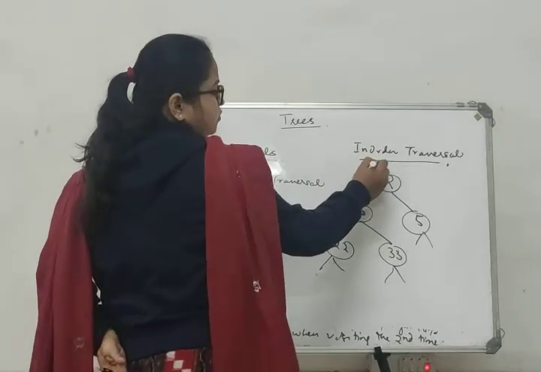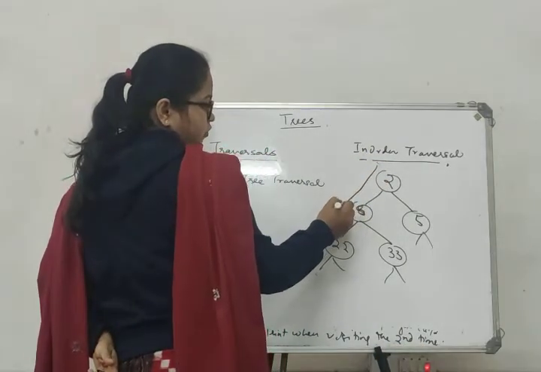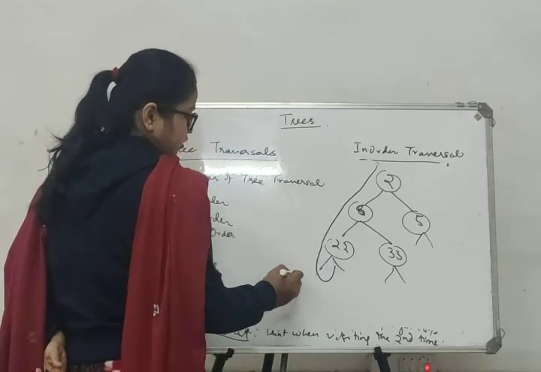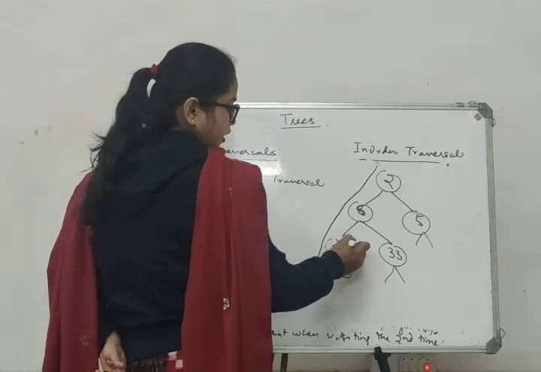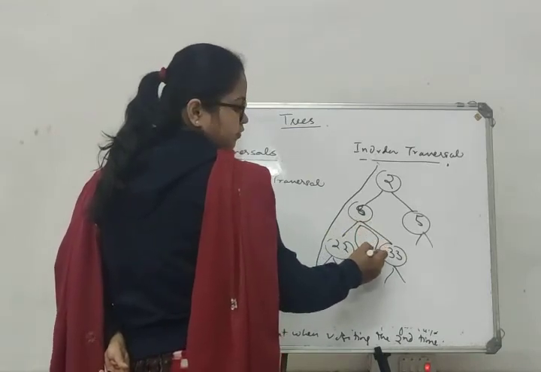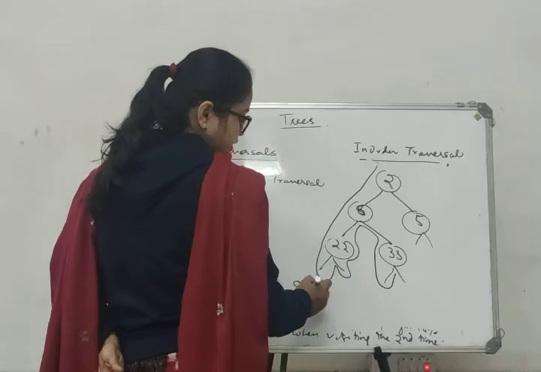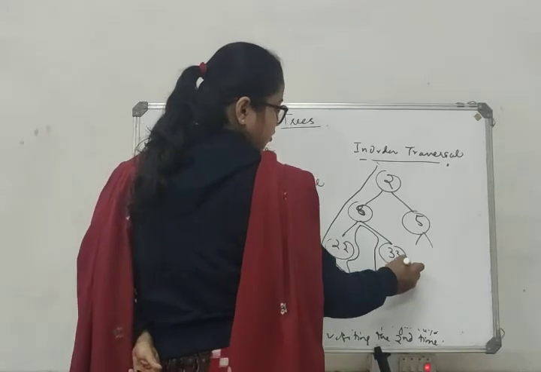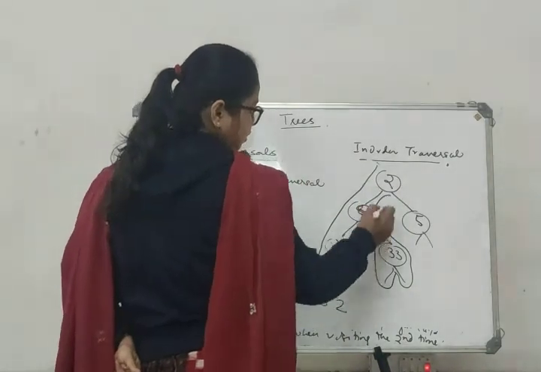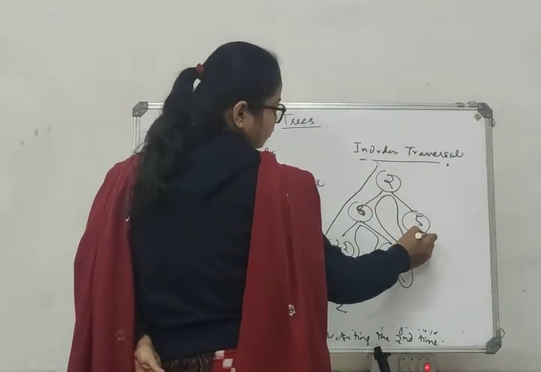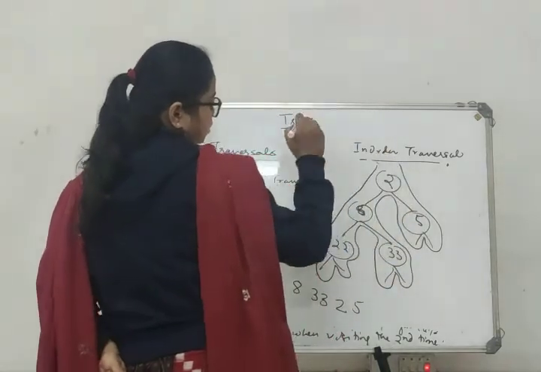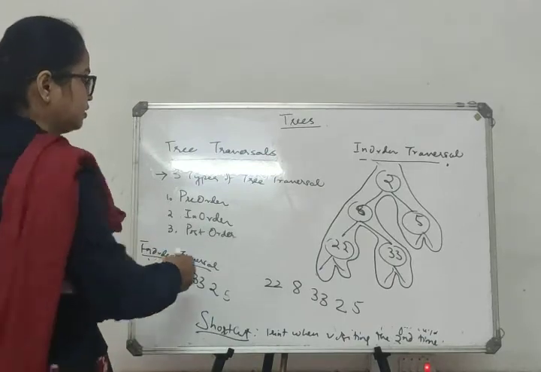Okay. Now, we are visiting 2 for first time, 8 for first time, 22 for first time, 22 for the second time, so print it. 22 for third time, 8 for second time, print it. 33 for first time, 33 for second time, print it. 33 for third time, 8 for third time, 2 for second time, print it. 5 for first time, 5 for second time, print it. 5 for third time, 2 for third time, done. So, I think this is the output.